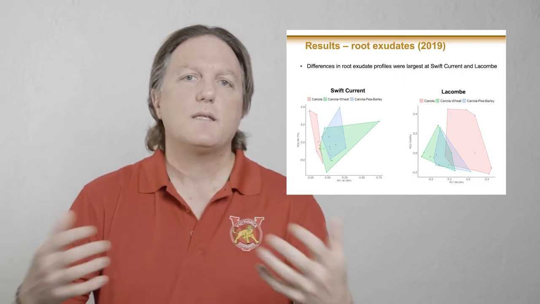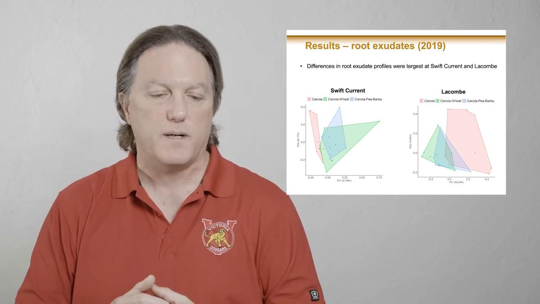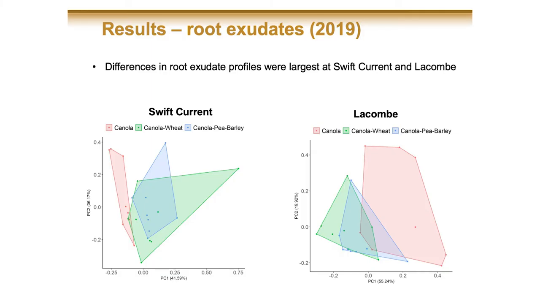In terms of the root exudates, so the things that the plants are producing, those organic acids that shape the structure of the microbial community, we saw these kinds of differences where you can start to see these red squares corresponding to straight canola differentiating from the rotational strategies. You can see them being somewhat separate here. So we do see some differences in the root exudate profiles. Without getting into great details, the plants are responding differently to the rotational strategies, at least at these two locations.